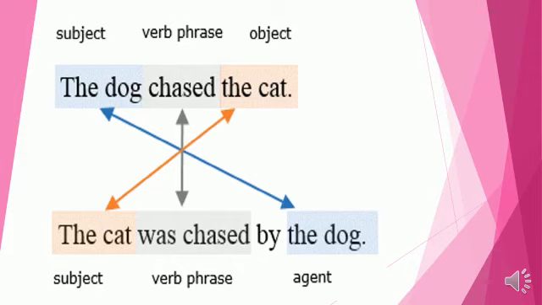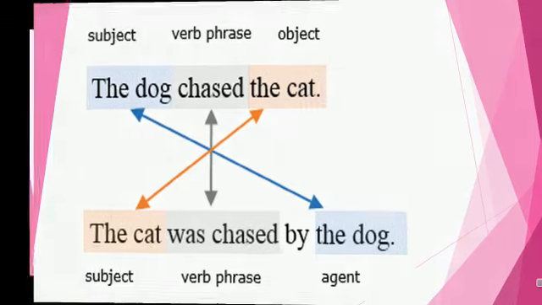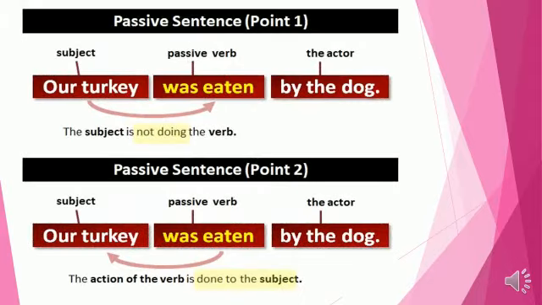The cat is singular, so it will take was, and the past participle of the verb chased is chased, by the dog. The dog chased the cat. This is active. And the cat was chased by the dog. This is passive. Okay? Another example.